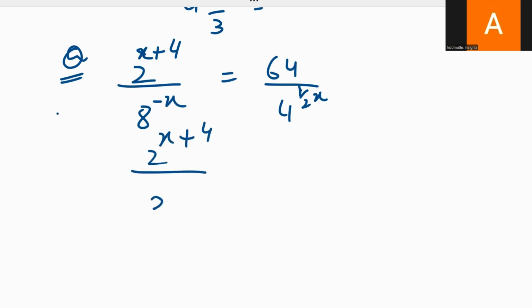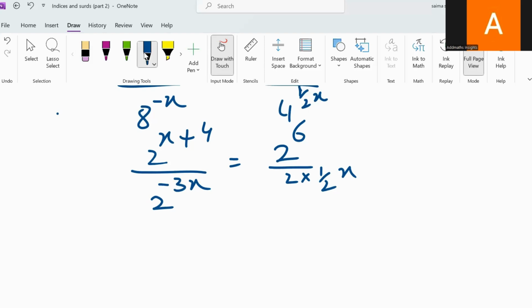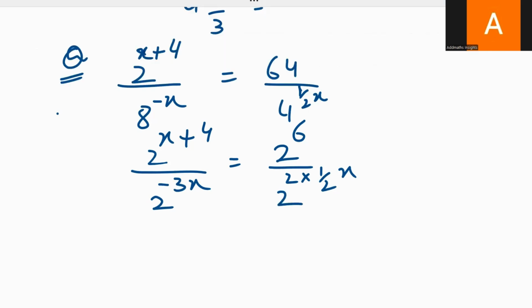So you can write 8 as 2 cube. And when you multiply 3 by minus x, it becomes minus 3x. And you can express 64 as 2 raised to the power 6. And the same is the case here. You can write 4 as 2 square. And when you multiply that 2 by 1 by 2 x. Right? Now you can see that the bases are the same on both sides.